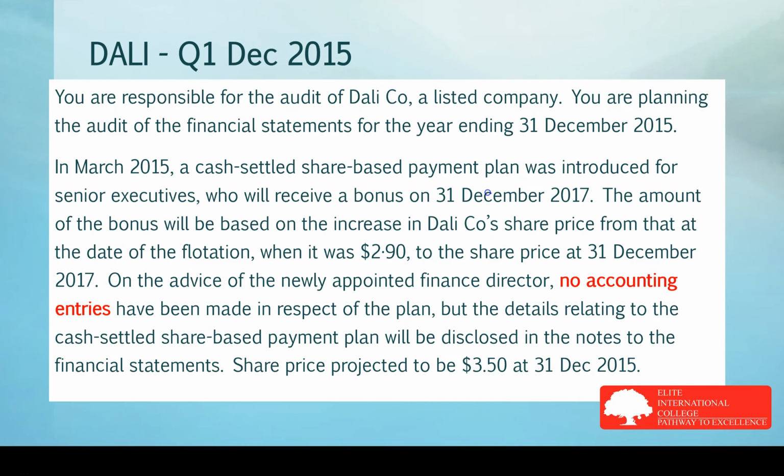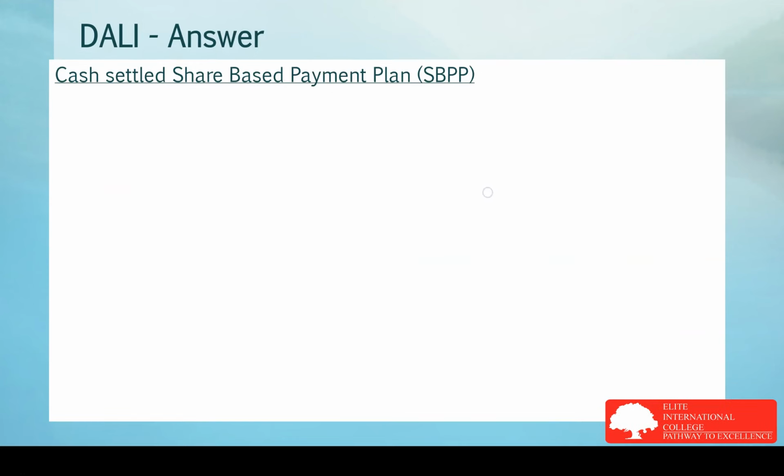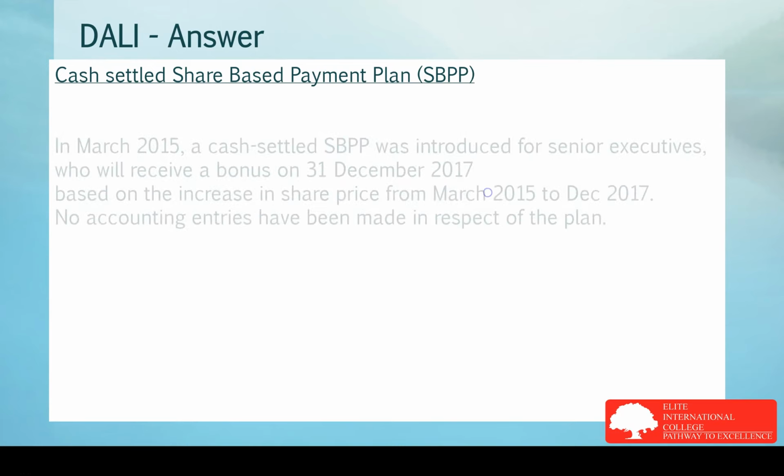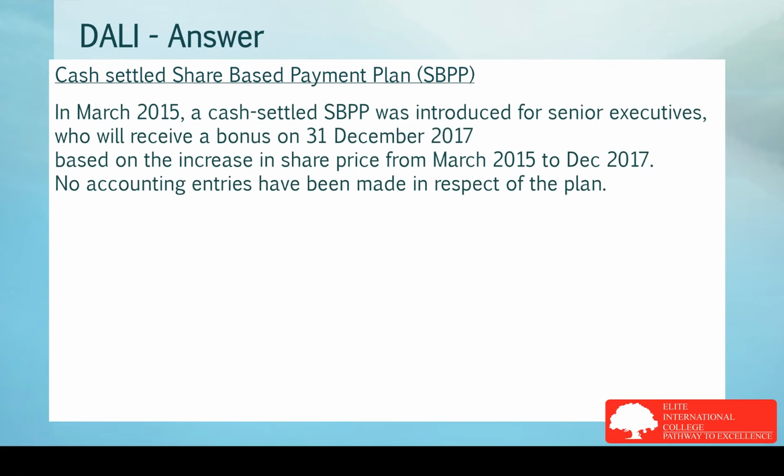So you can see here, no accounting entries. Should there be an accounting entry? Yes, the plan was introduced. So how are you going to write this out? We're going to follow OMAREE again. So we're going to have a little bit of the observation, the story in the exam question, that the scheme was introduced and no accounting entries have been made in respect of the plan. Then we're going to leave out materiality because there are no numbers here. Remember, it was not recognized.